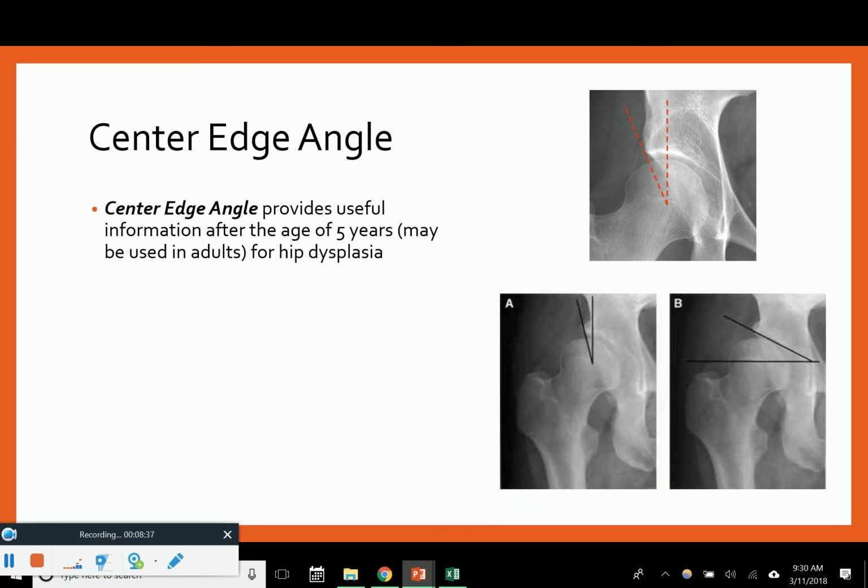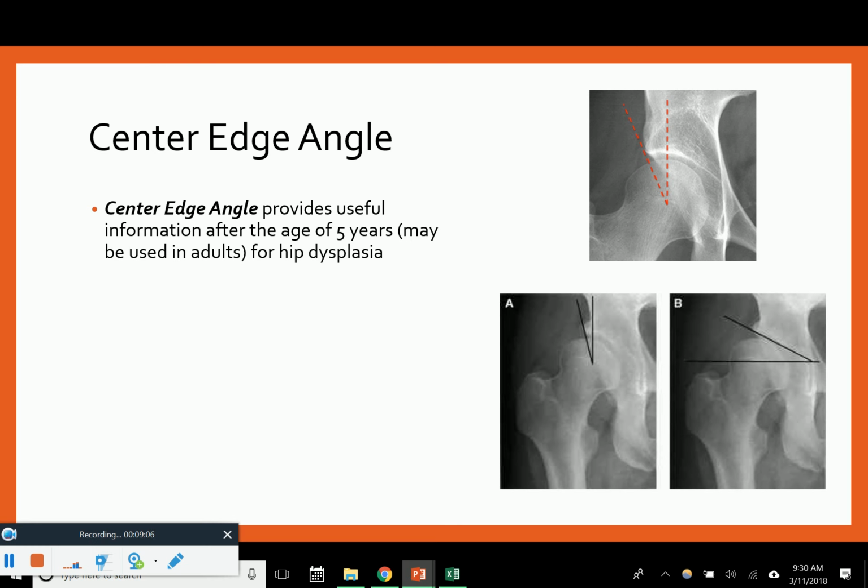The first one we'll look at is called the center edge angle. This provides useful information after the age of 5 years old for hip dysplasia. So I want you to look at the pictures on the right. The top picture shows a normal hip. If you look at the center of the femoral head and the rim of the acetabulum, that's a good ratio, or angle rather, the center edge angle in a normal healthy adult.